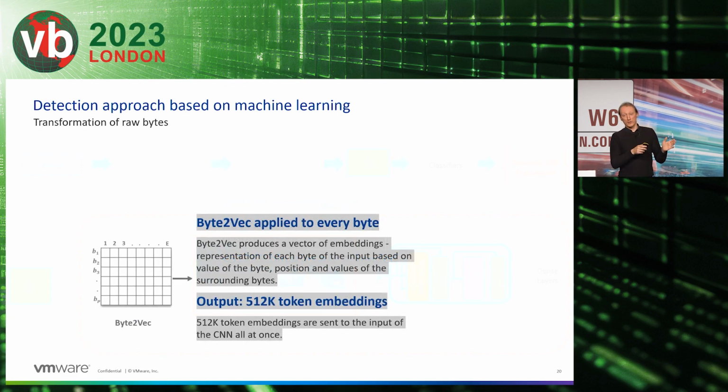To every byte of the input, we apply byte2vec that produces a representation of the byte's value. So byte2vec produces representation of the byte's value, the position of the byte within the binary, and the values of the surrounding bytes. It outputs 512K vectors, which are then later on sent to a convolutional neural network.